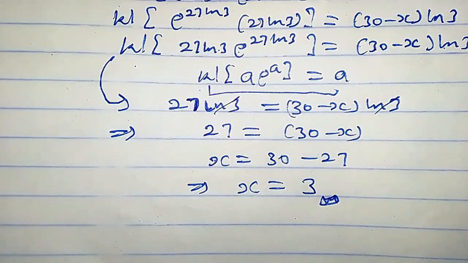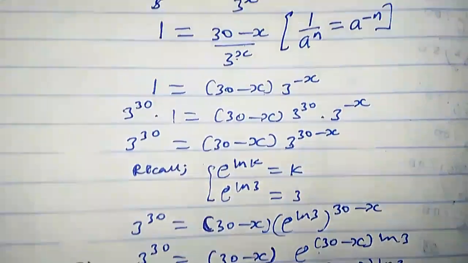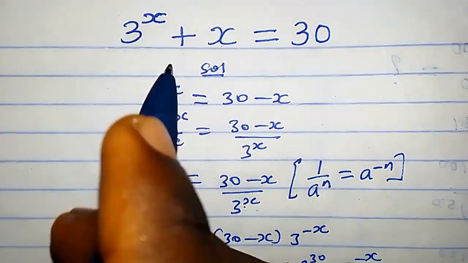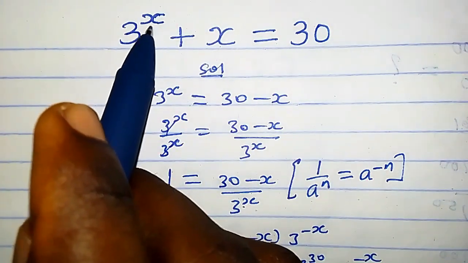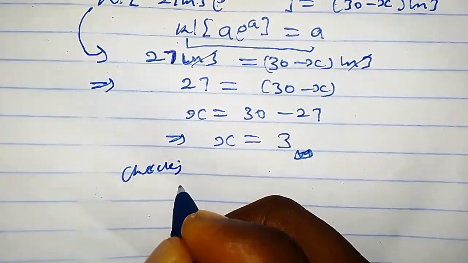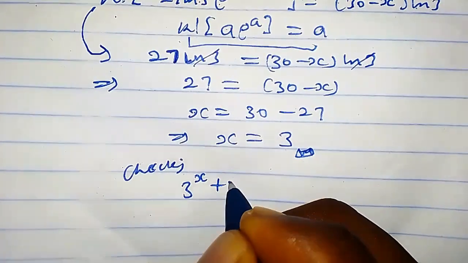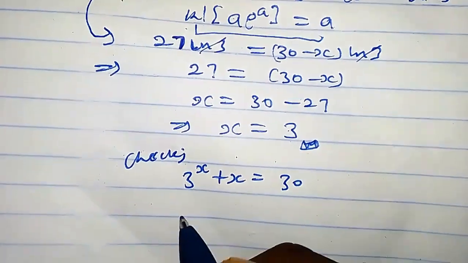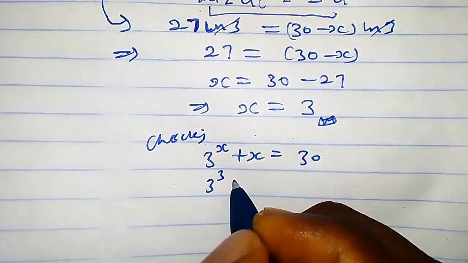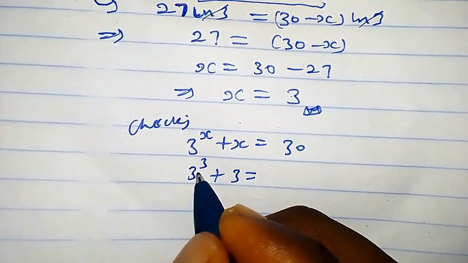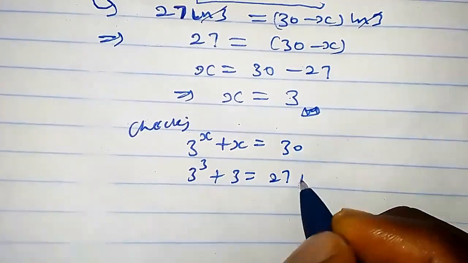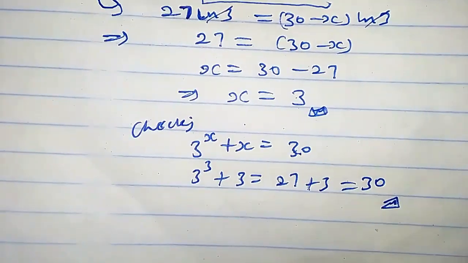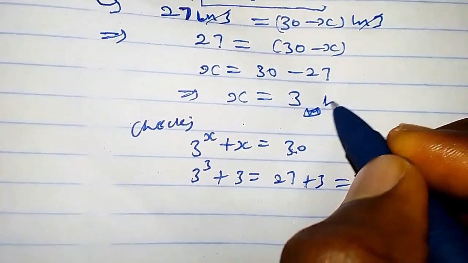So let's check if what we have done is right. This is our original question. We have 3 raised to power x plus x equals 30. So we just plug in the value of x here, which is 3. We're going to have 3 raised to power 3 plus 3, which is equal to 27 plus 3, which is equal to 30. That is exactly what we have on the right hand side. So therefore, our value of x is equal to 3.